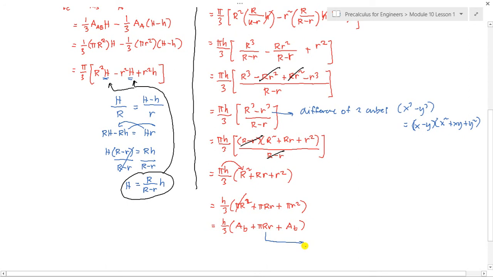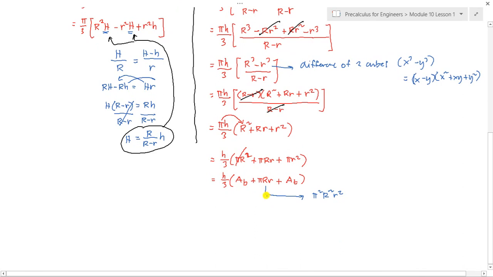Actually, if we are going to square that, we're going to square these three. So it has pi squared, r squared, r squared. Now, since we squared it, to bring it back we're going to take the square root. When we take the square root, the squares cancel. So the expression is just the same with this.